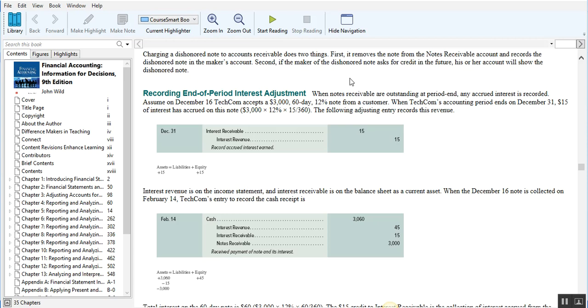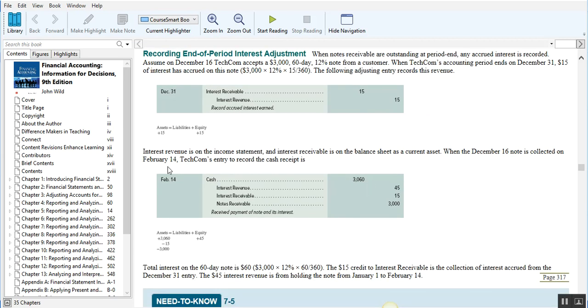That means that in December they signed this, December 16th. That means the note won't be due until after the first of the year. So on December 31st, we're actually going to compute the interest on the note earned up to December 31st, and we're going to record that as interest revenue, but we're going to put the $15 in interest receivable.